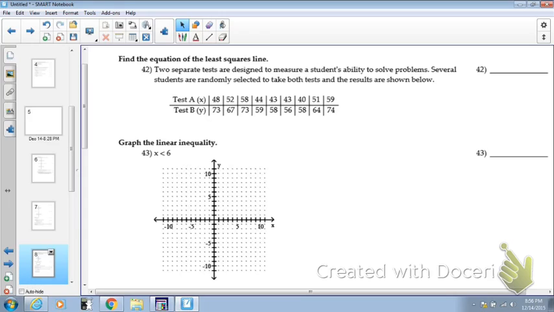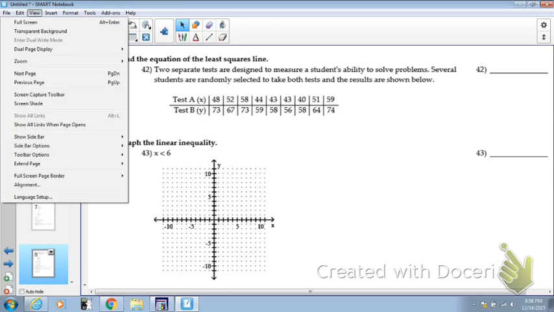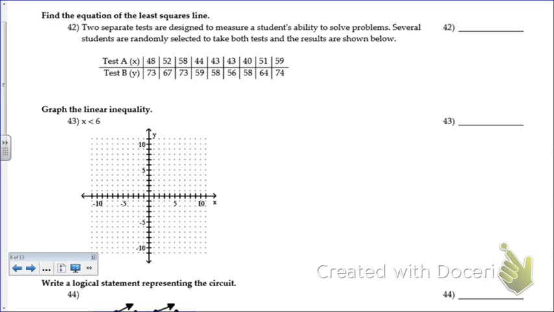Okay, 43. That one just asks us to graph the linear inequality. We're going to graph it like we have the line x equals 6, but we do have an inequality, and it's not a less than or equal to, it's a less than, so we're going to do a dotted line through 6. It's a vertical line, dashed, going through 6. And then less than 6 is shaded to the left.